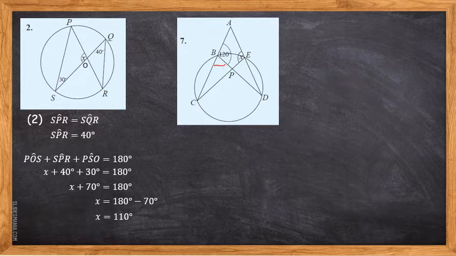To find that we can use adjacent angles on a straight line. Here we have 120 here. Then if you add these two angles, you get 180 degrees. Also, we see that this CBP angle is equal to this angle, right? CED angle, because they are angles in the same segment. If you join CD, they are angles in the same segment.